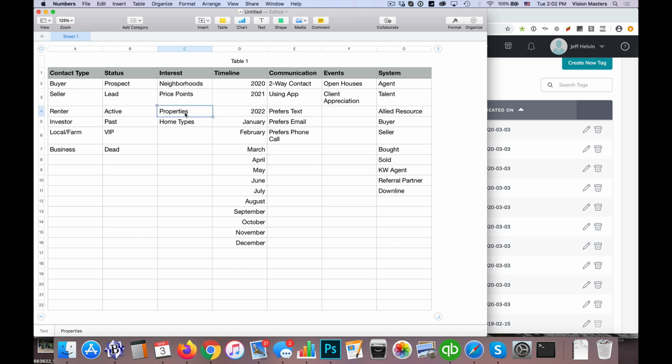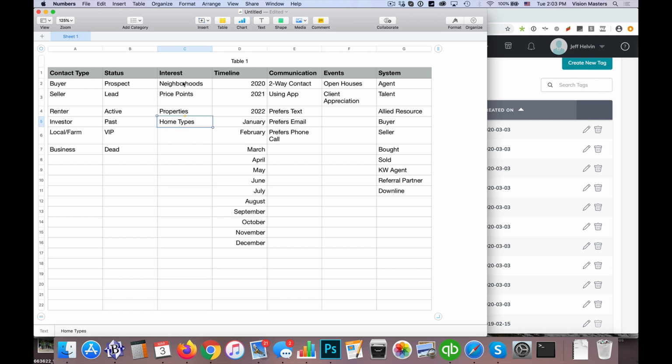Next would be property types, or properties in particular, I should say. So maybe you ran a Facebook ad for a particular property that you have listed, and that has a certain set of criteria, whether it's a number of bedrooms, price points, or certain amenities. If you have specific property addresses in here, then you could have that assigned to the lead that came in. And then things like home types: single story, two-story, ranch style, that type of thing.